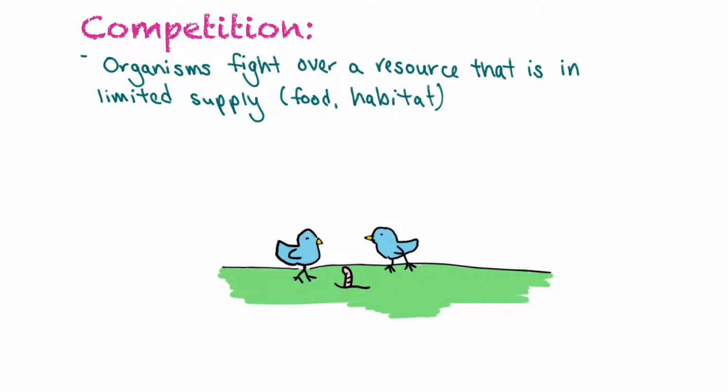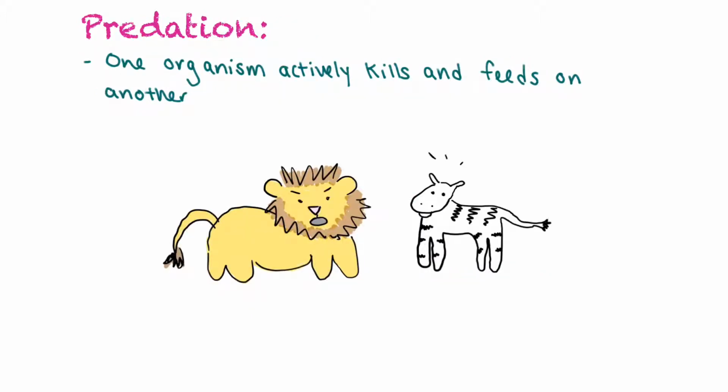So an example could be gazelles and zebras both competing for a water source, and the one that can get to the water first and replenish their need for water is going to survive. The other ones may not. Predation is when one organism, the predator, actively kills and feeds on another, the prey. So the example I've drawn here would be a lion hunting a zebra.